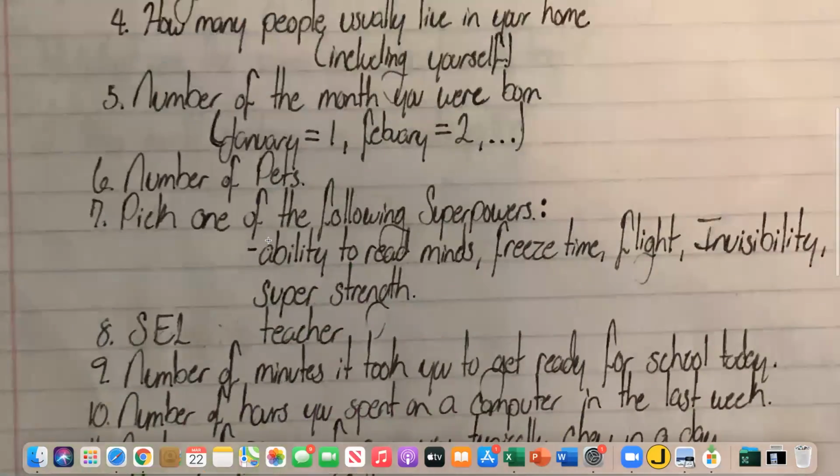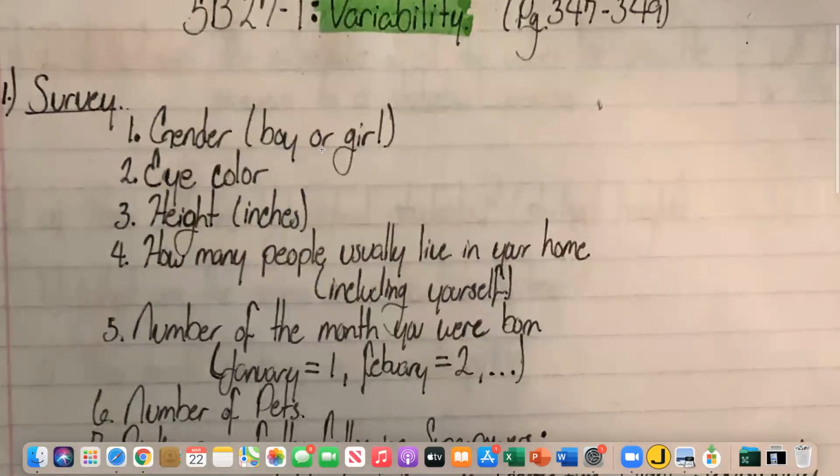All right, consider each of these questions. Gender. Yes, it is possible to have 2 people in a classroom that have the same gender. That is totally possible. But it depends. It depends on who I'm asking, how they're going to answer that question. Eye color. It depends on who I'm asking. Height. It depends on who I'm asking.